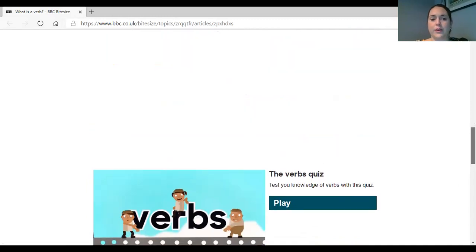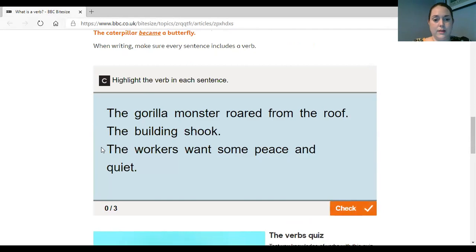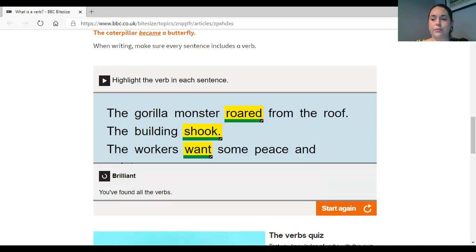Okay, let's have a go at this one together. The gorilla monster roared from the roof. I wonder which one highlights the verb in each sentence. I think that one might be roared. Hopefully you agree with me. The building shook. What did the building do? It shook. The workers want some peace and quiet. Ooh, the workers, that's a noun. Peace and quiet, adjective. No, sorry, noun. The workers want some peace and quiet. Want is our verb. Let's just check that. Brilliant. You found all the verbs.